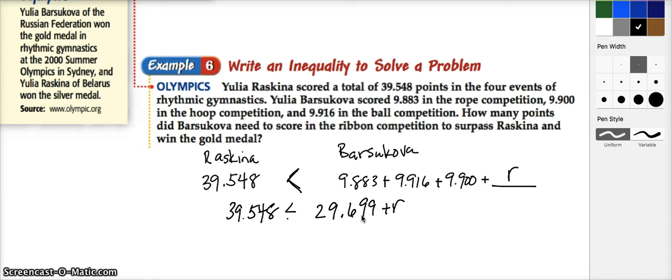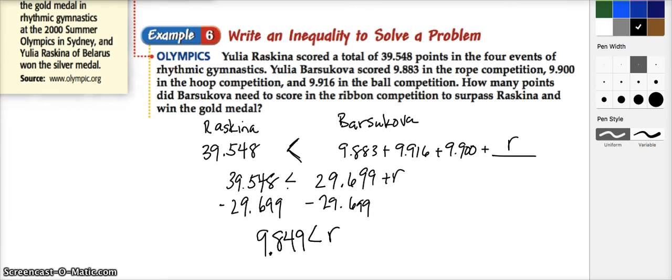So that leads us to this inequality, where we add up all of these numbers and get 29.699, and we need to calculate the value for r. So we're going to subtract 29.699 from both sides, or add the opposite, however you choose to look at that. When we do that, we end up with 9.849 is less than r. So she needs to get a score that is greater than 9.849. The ribbon score needs to be greater than 9.849 in order for her to beat Raskina.